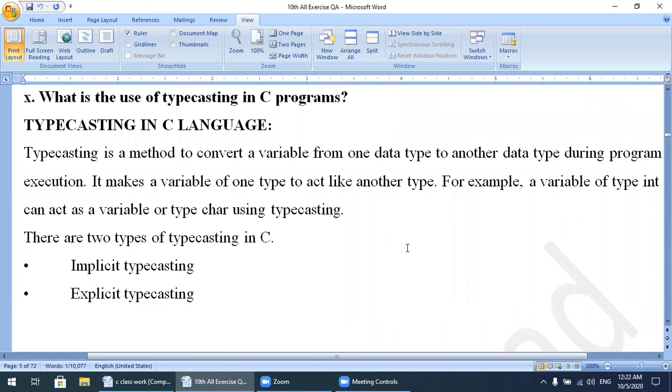What is the use of typecasting in a C program? First of all, you must understand the meaning of typecasting. Keep in mind, in C or C++, we use three major data types: integer, float, and character. We will discuss them in the coming chapters.